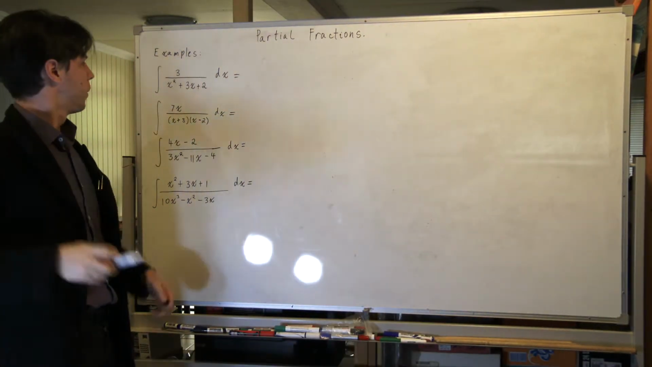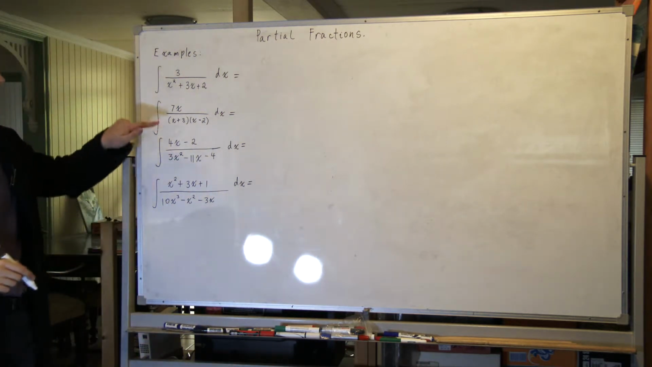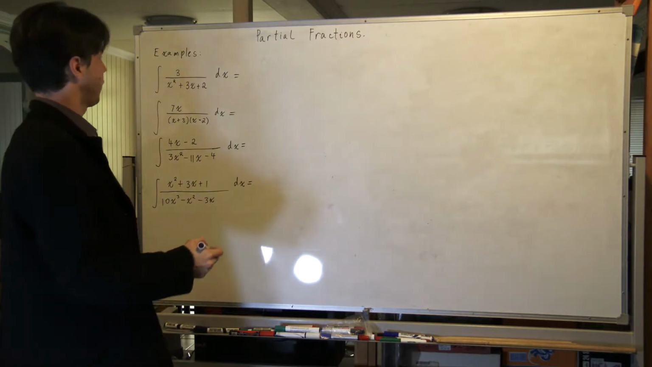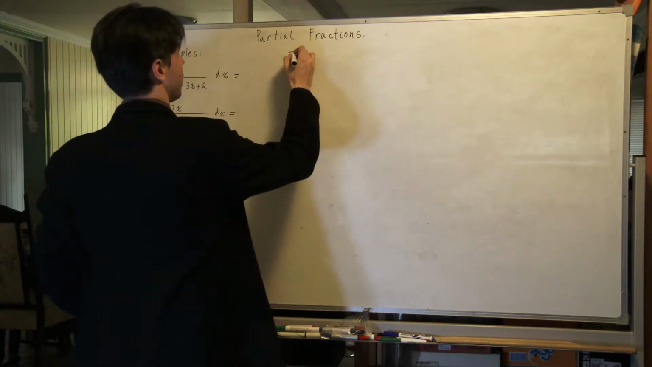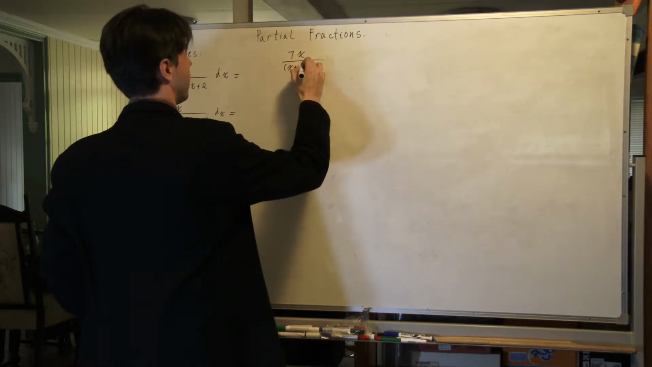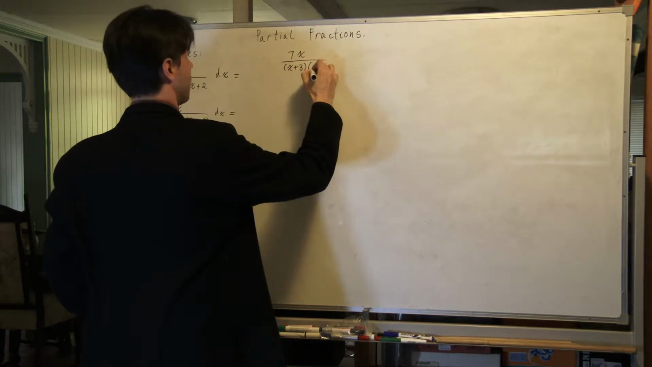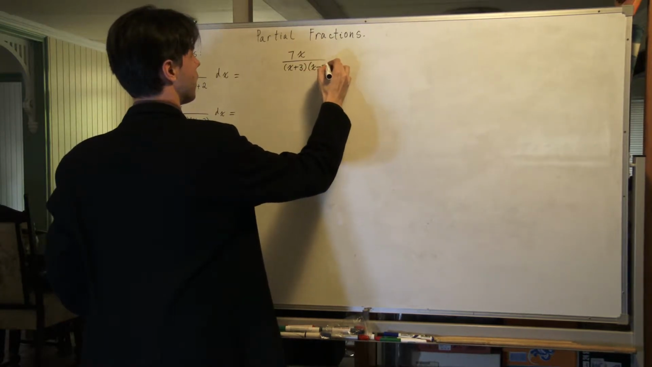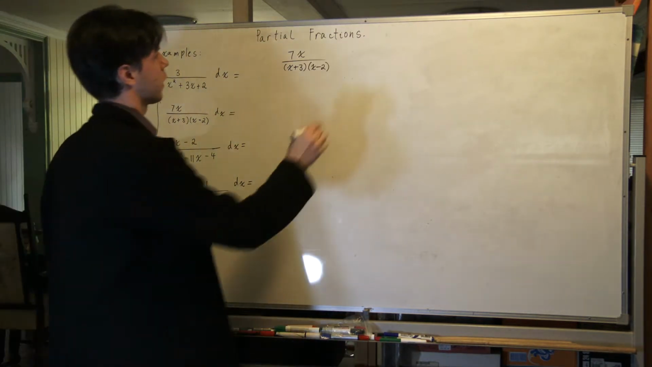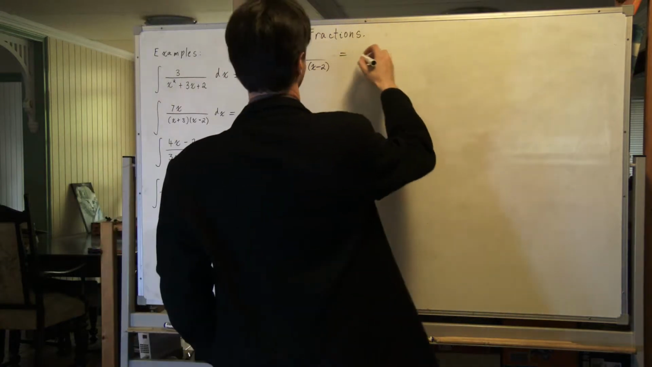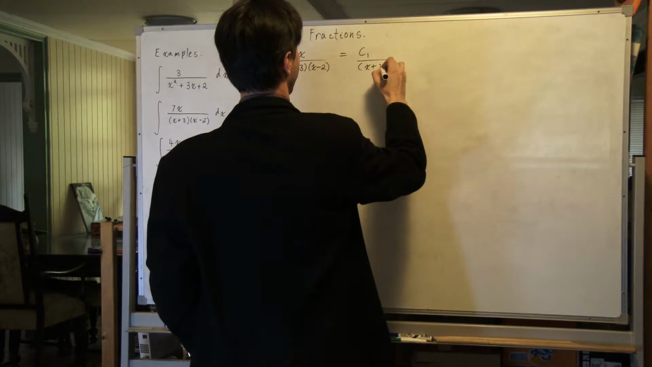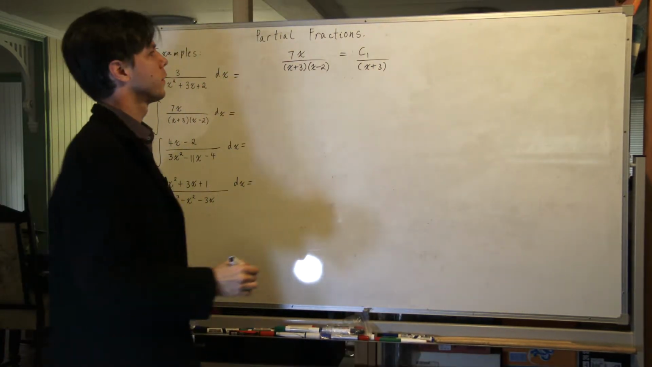Okay, so for this next question, the equation has already been factorized, the denominator, so we're just looking at the integral of 7x over (x plus 3) times (x minus 2). And I'm going to go ahead and express that with its factors.